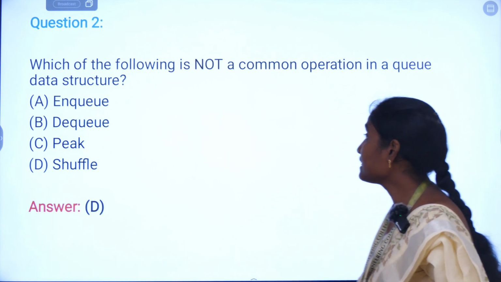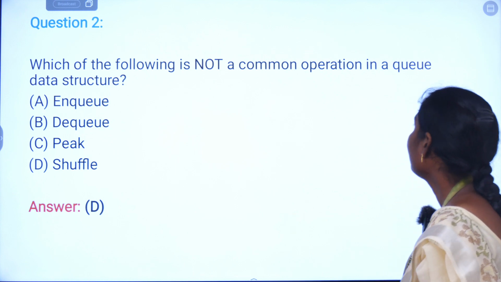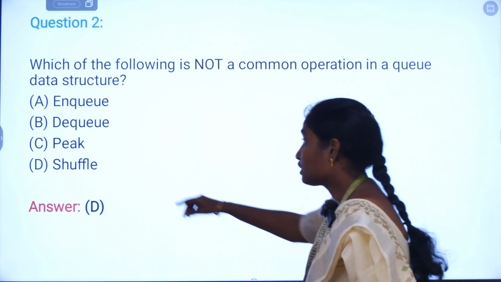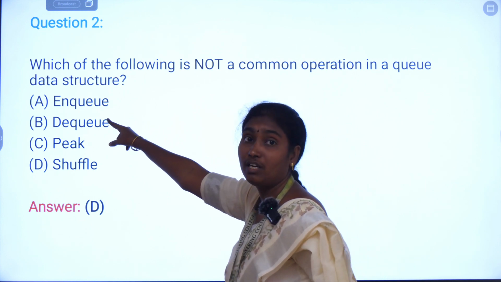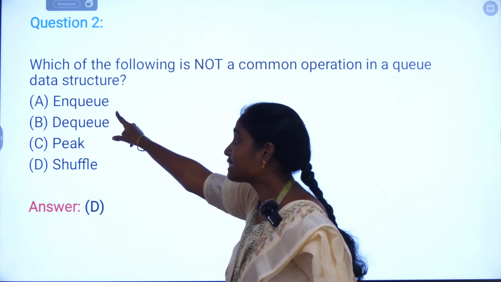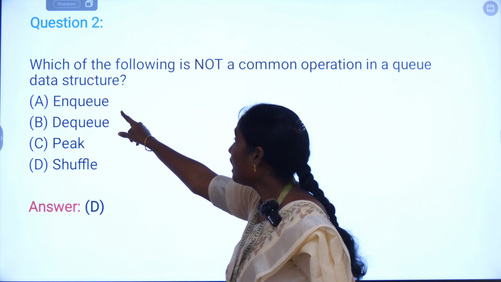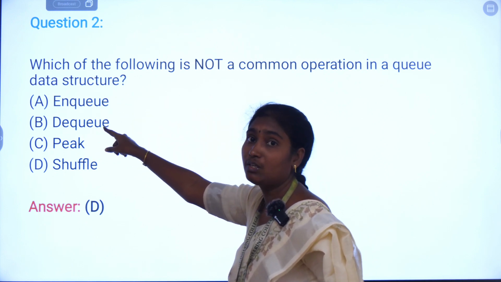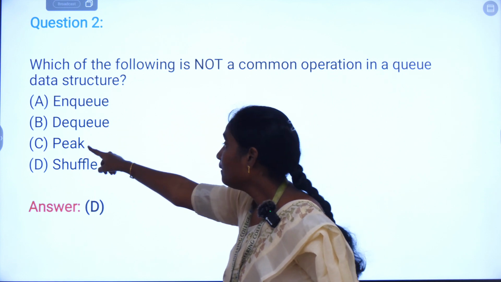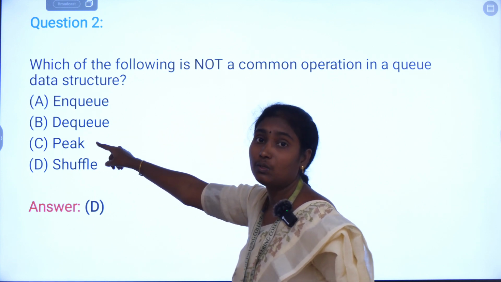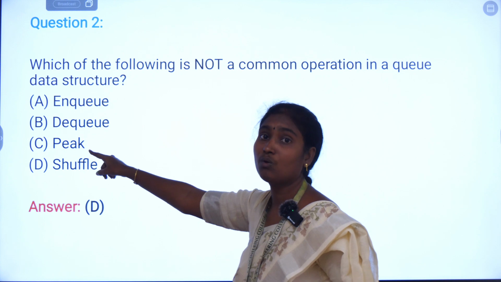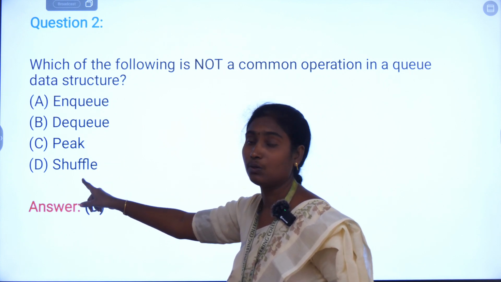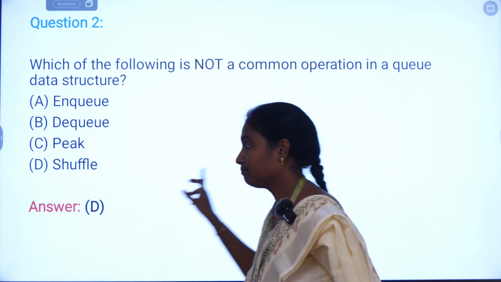The next question is: which of the following is not a common operation in a queue data structure? NQ operation we are going to use in a queue for insertion purpose, so it is available in the queue. And DQ we are going to use in order to perform the deletion. Peek we are going to use in order to get the front value from the queue without deleting it. And shuffle, it is not used in the queue. So your answer is D.